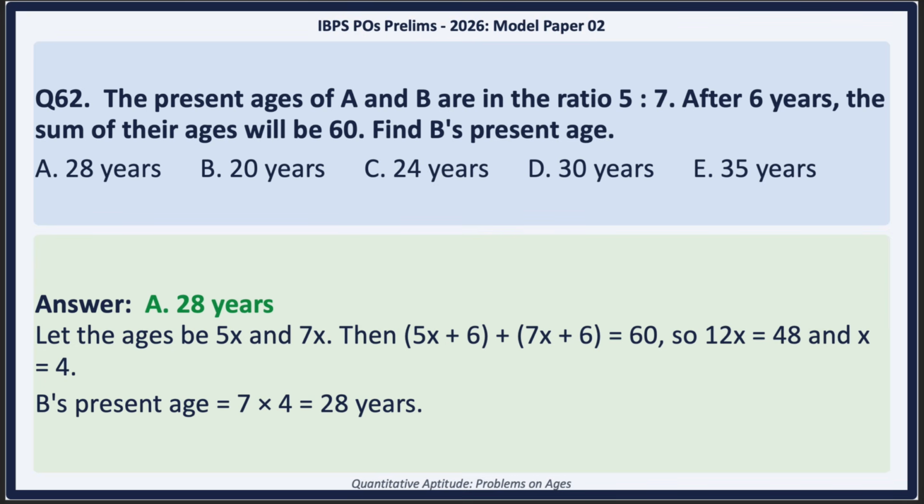Combine the x's to get 12x. Combine the 6's to get 12. So 12x plus 12 equals 60. 12x equals 48. x equals 4. And since B's current age is 7x, 7 times 4 is 28. B is 28 years old.